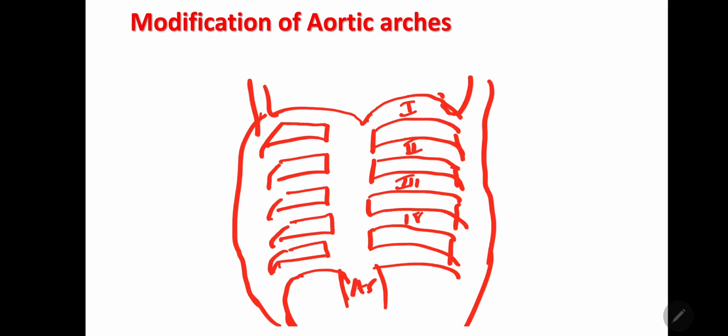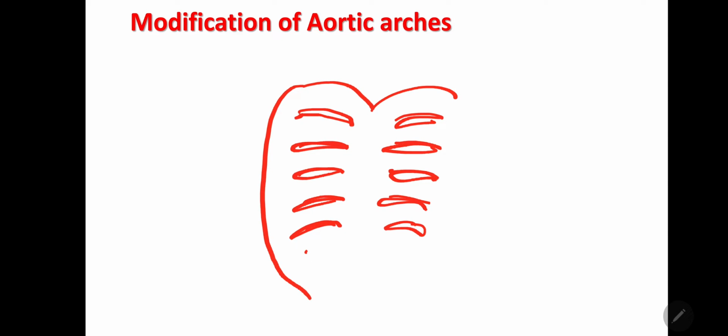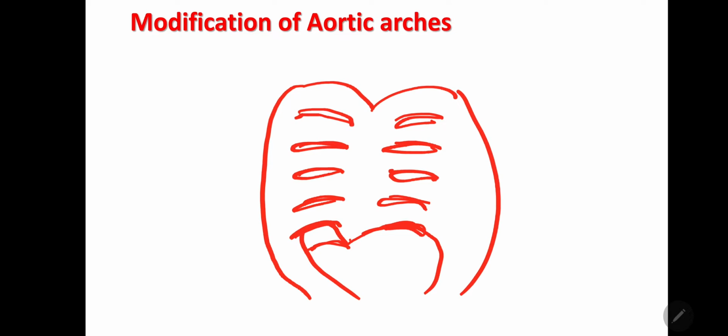Right and left dorsal aorta. First and second, they disappear. First and second disappear, leaving behind the third one. So when you see the arterial pattern here, like this we are seeing. Like this, first, second, third, fourth and sixth.